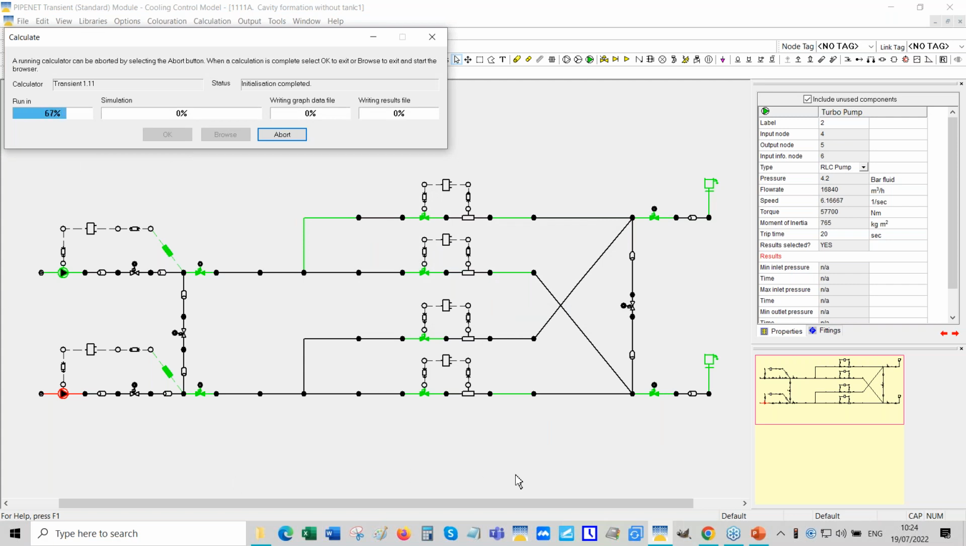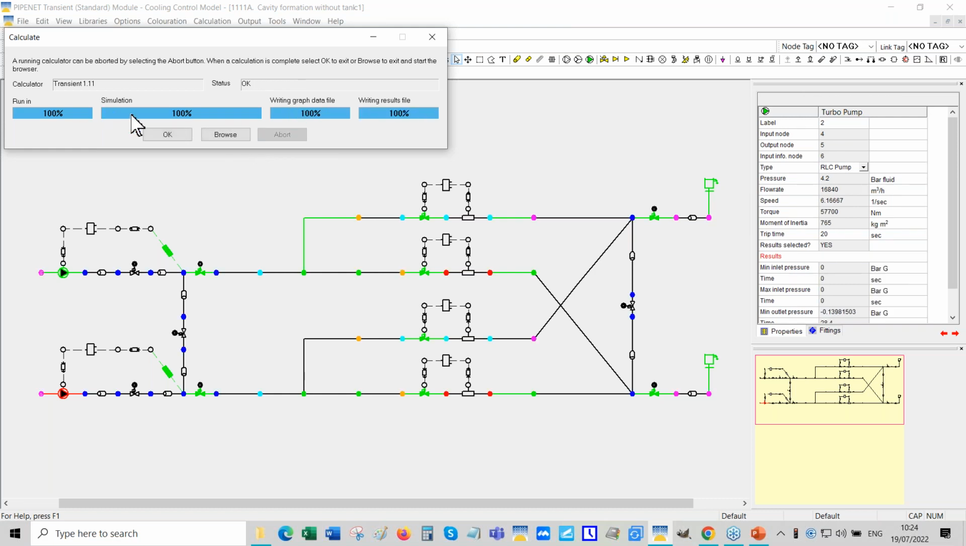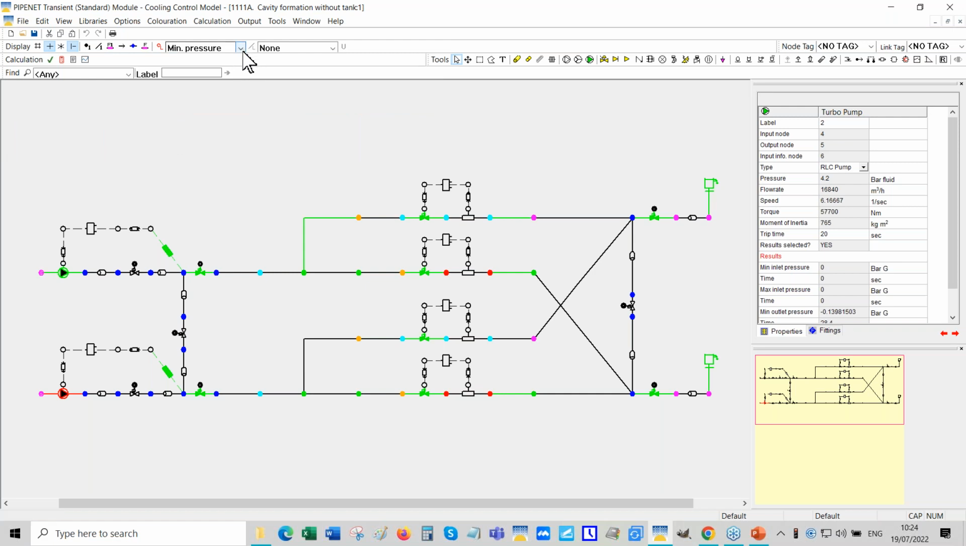It's a non-trivial model because of the presence of the control system, but you can see that even with a non-trivial model, it's running actually quite fast. I can show the minimum pressure. I need to refresh it.